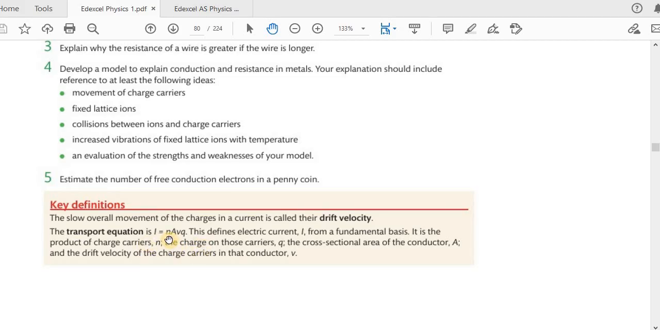So n is the number of charge carriers per cubic meter. We will see the details. And here you can see drift velocity is the slow overall movement of the charges in a current.